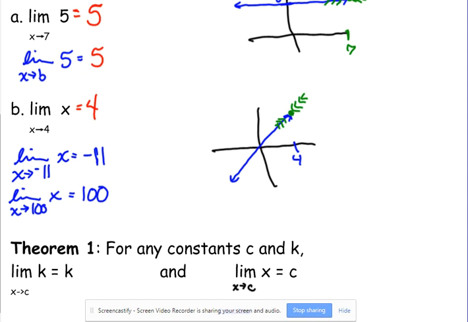So here's our first theorem. For any constants c and k, okay, again, remember, they're just representing constant numbers, 5 and 3, negative 1 and 7, it doesn't matter. They're just constants. So the limit as x approaches c of k, if your function is a constant, that limit is always going to be equal to that constant. And the limit as x approaches c of x is equal to c. So if your function is x, then the limit is whatever value you are approaching. Okay? Simple as that.